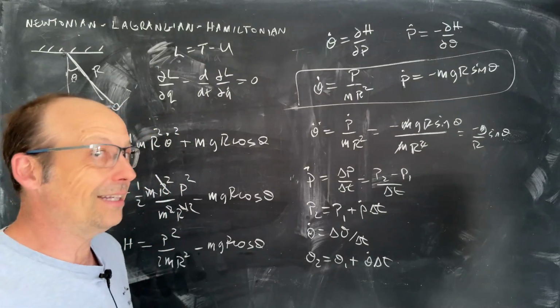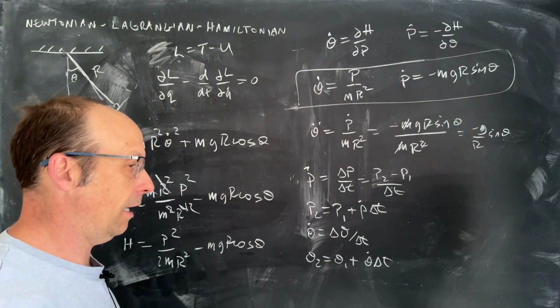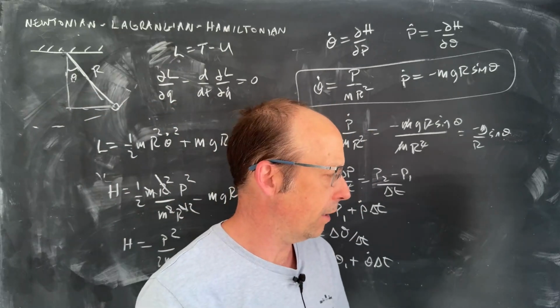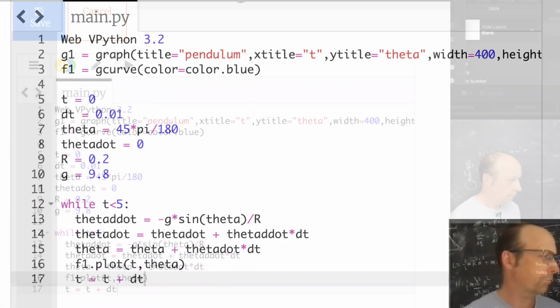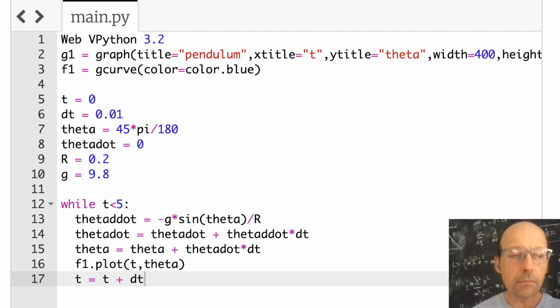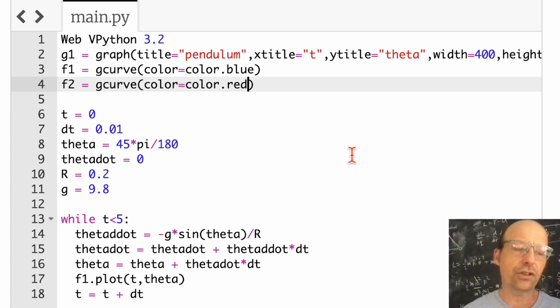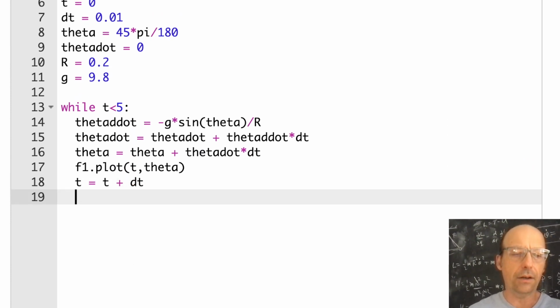So let's just add this into our other program and see if we get the same thing. So I'll have two graphs. Okay, so switching over to Python right here. I'm going to make a second graph. F2 equals G curve, color equals color dot red. And then down here, let's just do it again. I'm going to just make a new graph.